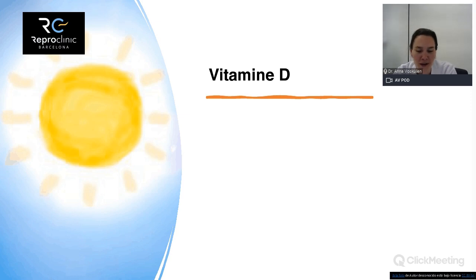And the other source that we have of vitamin D is the sun, okay? So that's why we have this picture of the sun. And we synthesize the vitamin D in our skin in response to the ultraviolet rays, okay? So the best thing would be at least 30 minutes under the sun, okay, with arms and legs exposed, or back also, to try to have a good level.